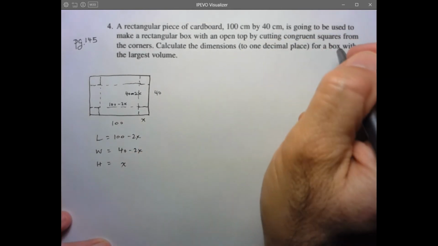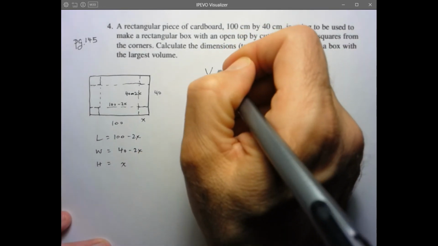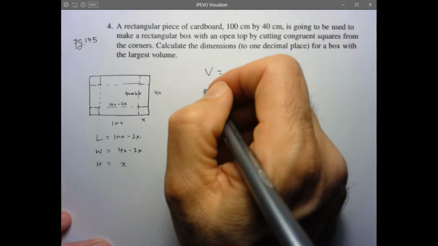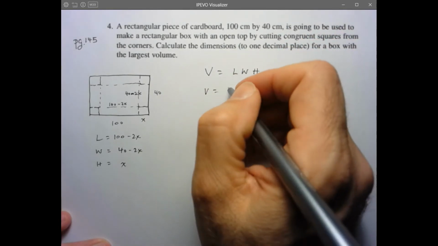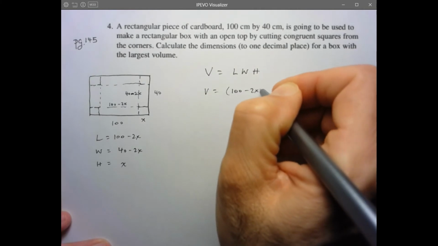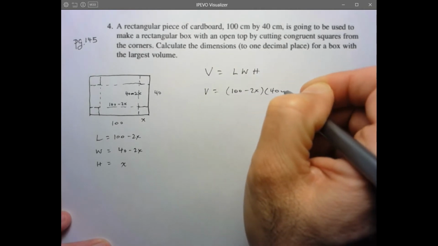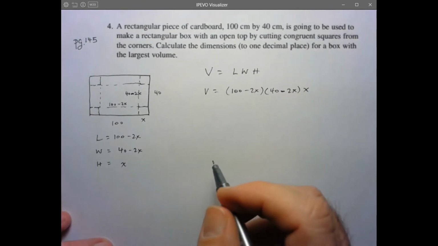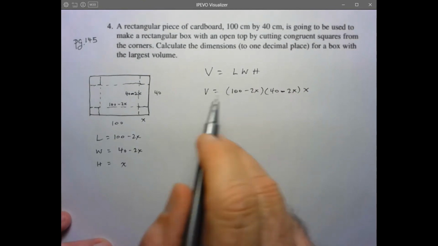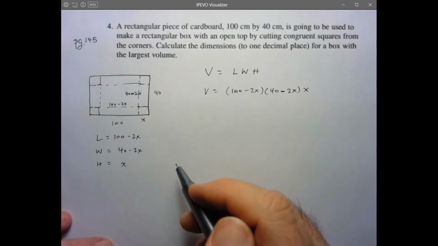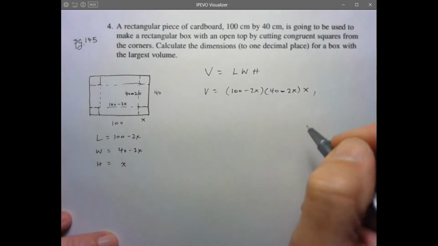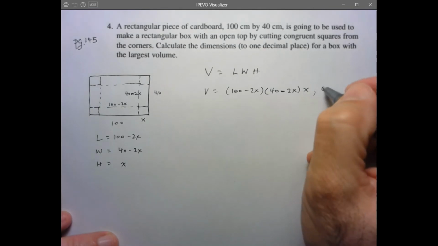So if I'm trying to maximize the volume, which of course is just length times width times height, it can now be rewritten as length, which is 100 minus 2x, times 40 minus 2x, times x. All right, so there's our model in terms of one variable. The only other thing we need to determine is what our domain is. So clearly x has to be greater than 0.